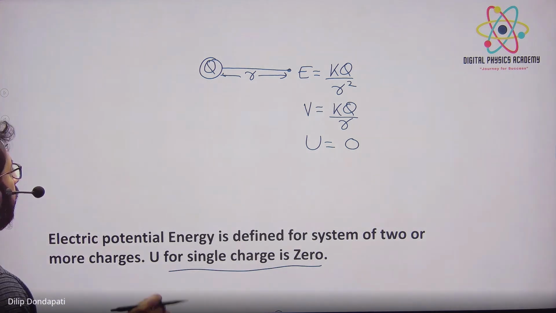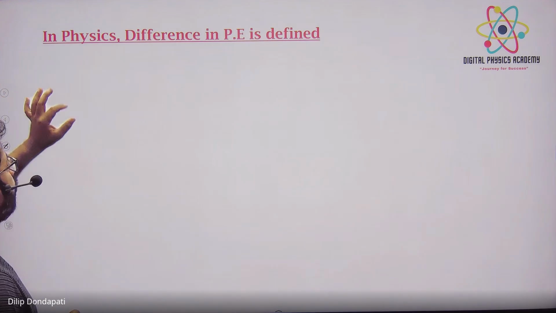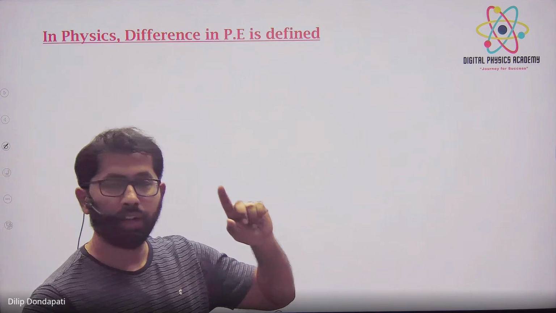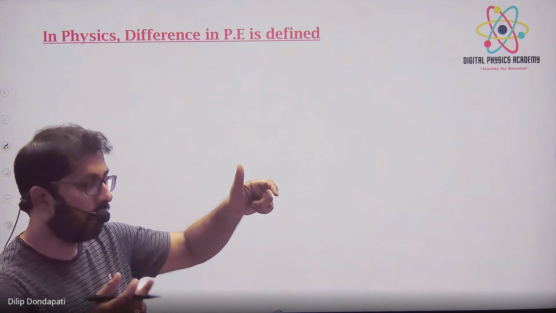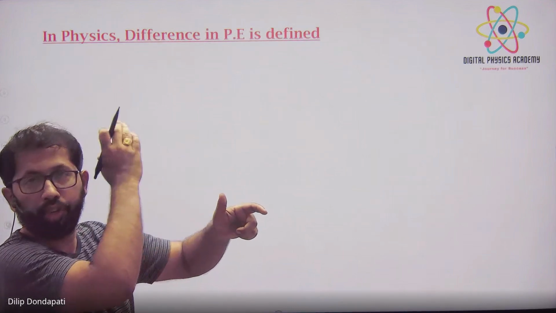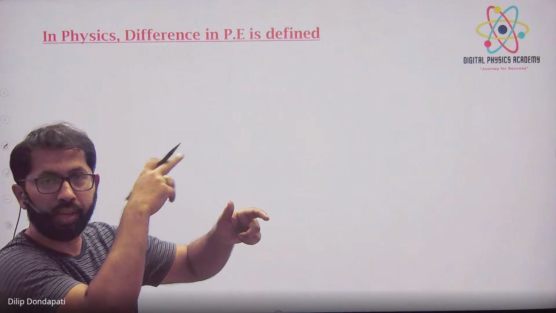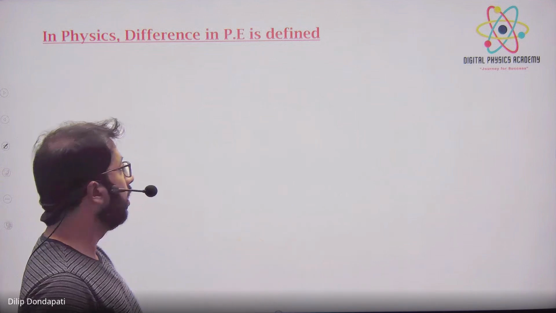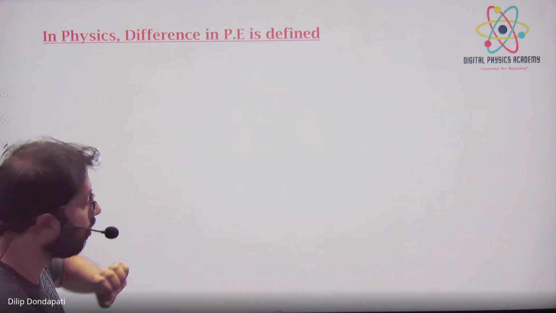So what we understood in physics is that only the difference in potential energy is defined. That's why we try to find the difference in potential energy. To get potential energy, we assume the configuration to be at infinity, make it 0, and get the potential energy of the single configuration. So we will only try to find the difference in potential energy.